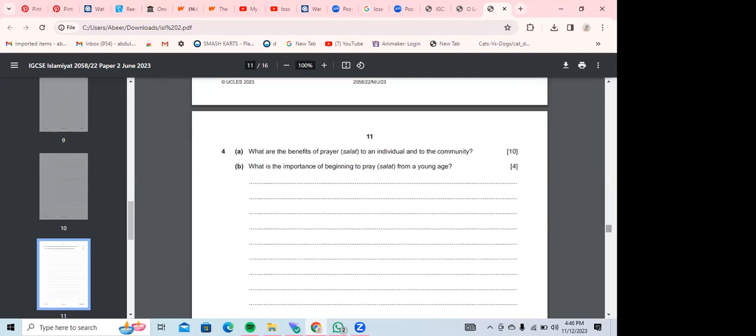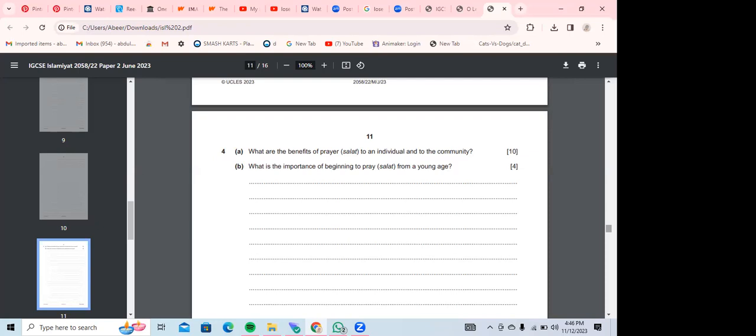Question number four. What are the benefits of prayer, salah, to an individual and to the community? What is the importance of beginning to pray salah from a young age? So this question comes from the salah, hajj, and zakat section, and you have to give an answer on that.